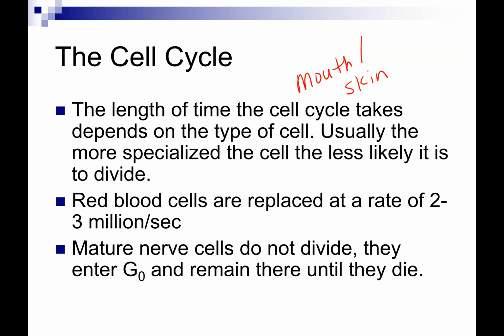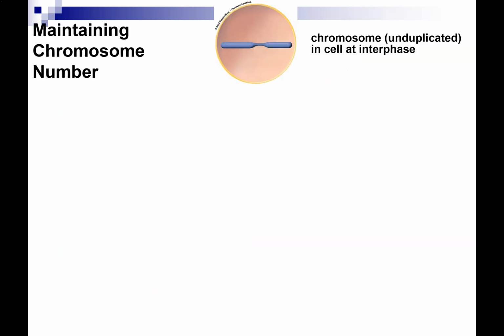Certain things like your red blood cells, although they don't go through true mitosis, your body will make them at around 2 to 3 million a second. They're really small, by the way, so we make a lot of those. And just as we said, mature nerve cells, the ones that after you're born, they do not divide. They are in G0 until they die or you die. So cell cycle depends on the type of cell. Things like blood cells are made like crazy, and nerve cells do not divide.